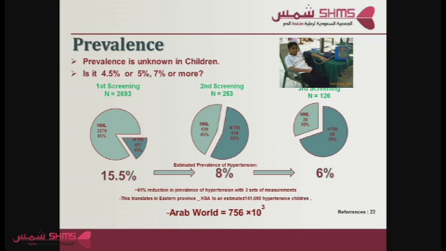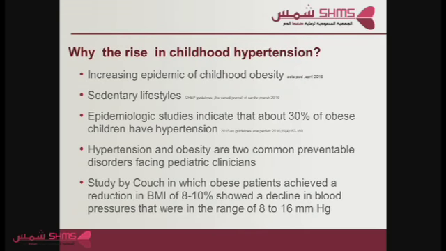If we take this value as other values in the US and Europe, that is a big alarm to our society. 6% of our kids are hypertensive. So we went ahead and did the ambulatory monitoring. I'm going to show you later on. So why this rise? We have epidemics of obesity. 15% of our kids are obese.